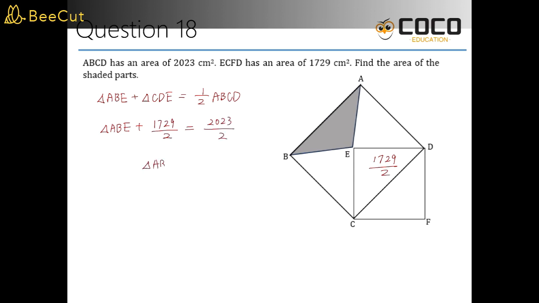The difference gives us triangle ABE. That will be 2023 minus 1729 over 2 equals 294 over 2. So the area is 147.